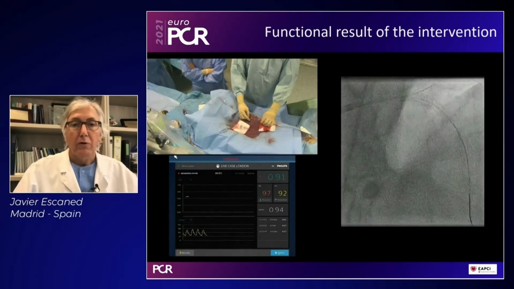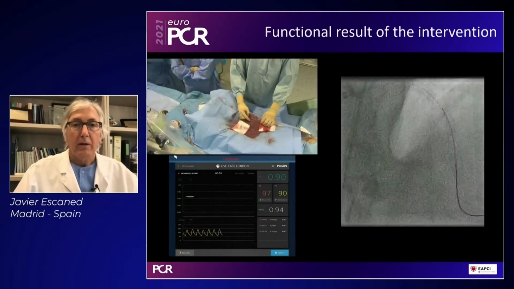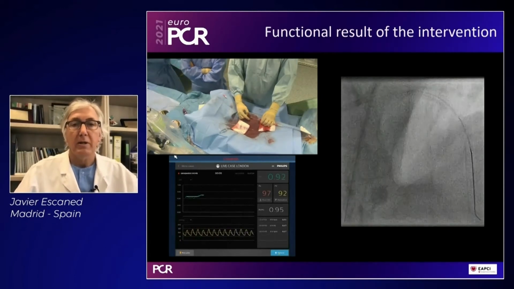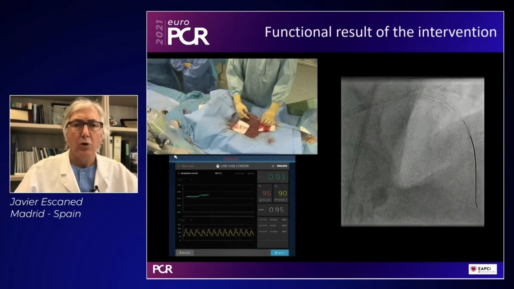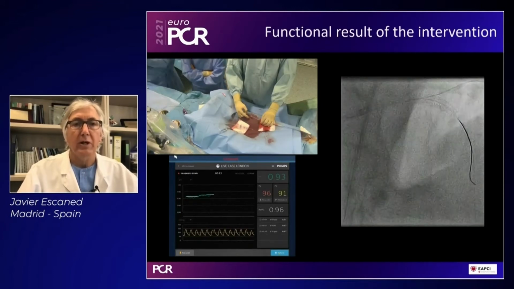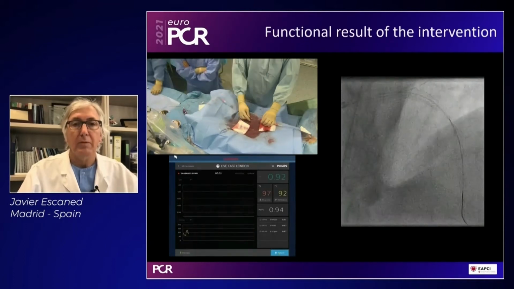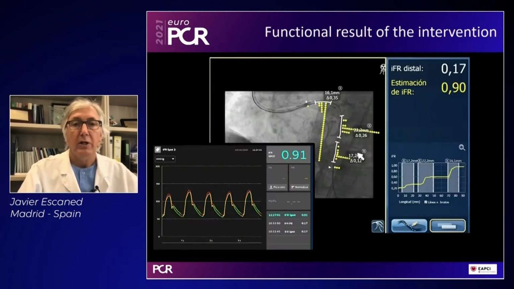And before calling it a day, we established what was the functional result of the intervention. It's very important in these vessels that have a lot of diffuse disease. So for this, we again performed longitudinal assessment with IFR. And actually, this demonstrated a very good result, an IFR of 0.91, which is excellent for such a diseased vessel. And we have treated all that had to be treated, all flow-limiting stenosis.